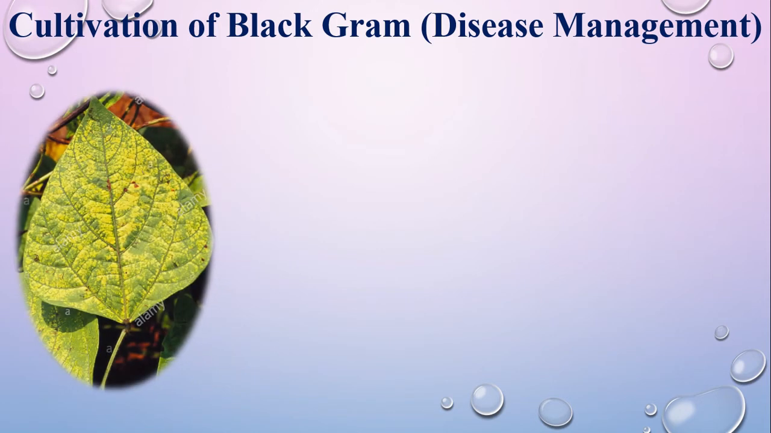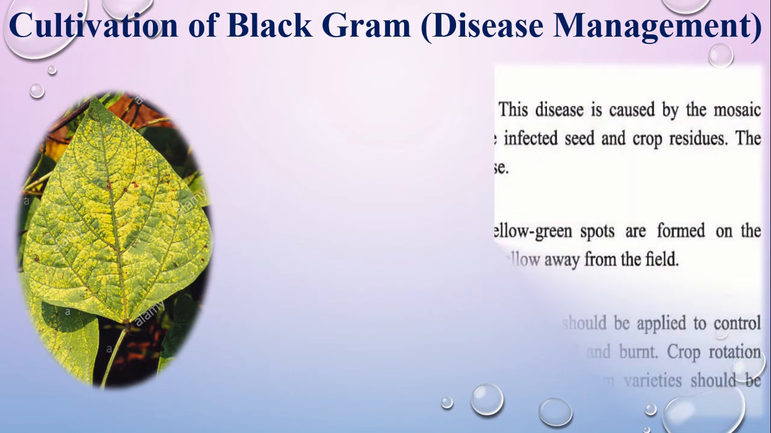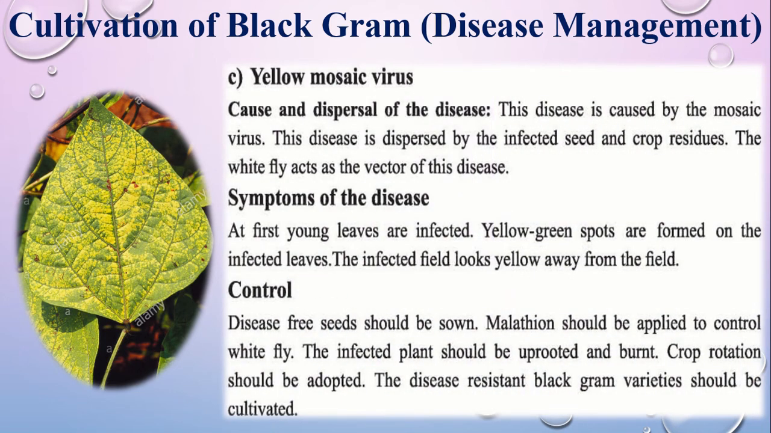Next one is yellow mosaic virus. This is caused by mosaic virus, and you see the leaf becomes yellowish. At first, young leaves are infected, and yellow green spots are formed on the infected leaves. The infected fields look yellow from far away.